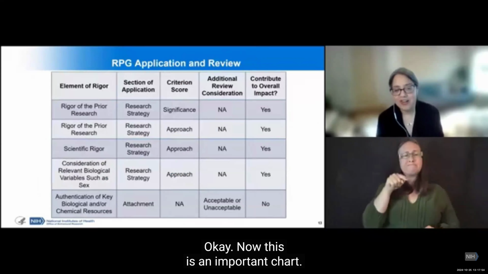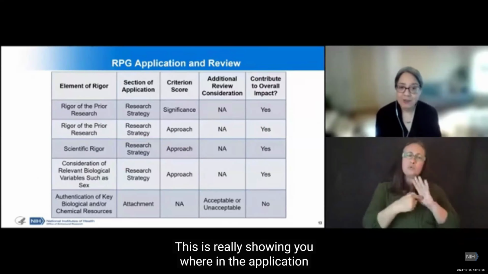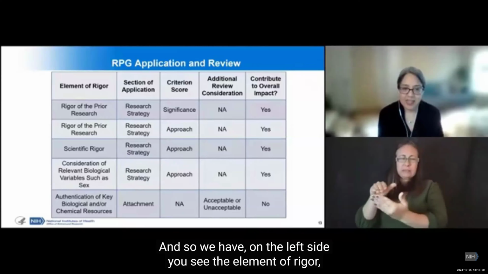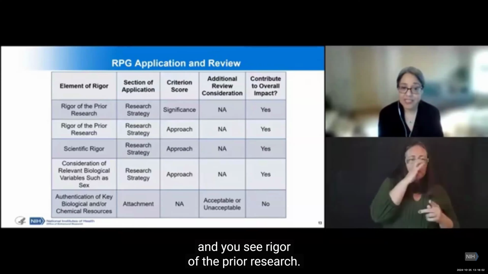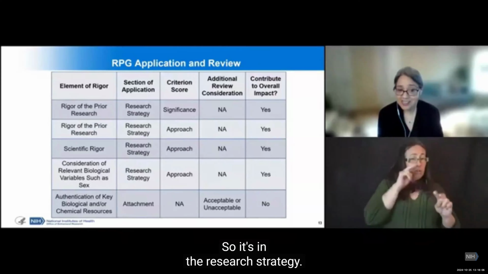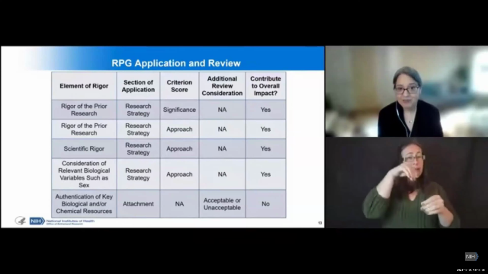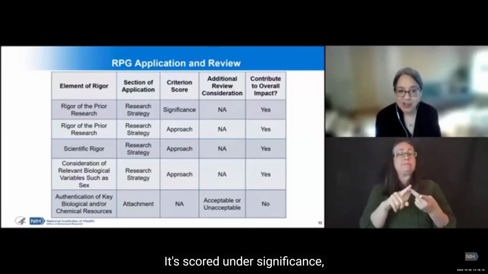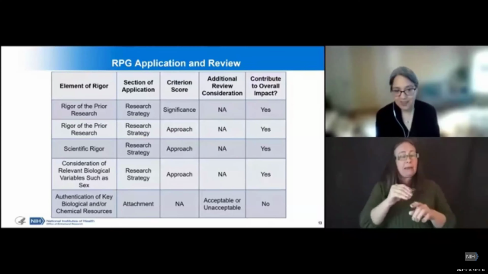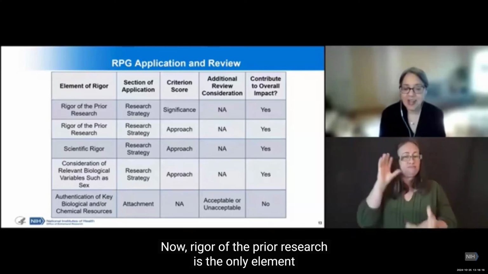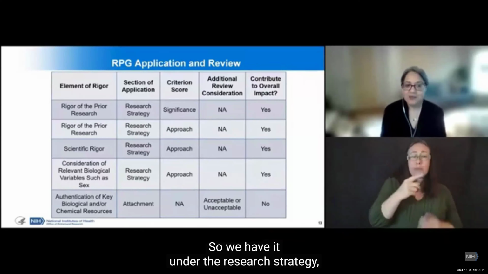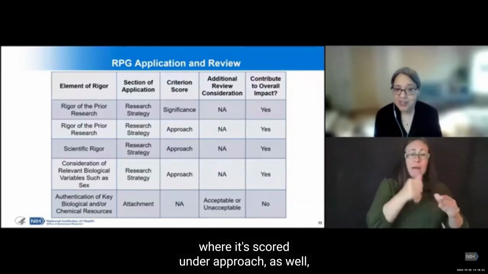Now, this is an important chart. This is really showing you where in the application each of these elements is addressed. So on the left side, you see the element of rigor, and you see rigor of the prior research. Now, rigor of the prior research, if you look at the section, it's in the research strategy. It's scored under significance, and it does contribute to the overall impact score. Now, rigor of the prior research is the only element that is actually scored in two different places. So we have it under the research strategy where it's scored under approach as well.